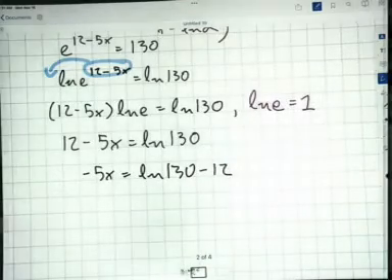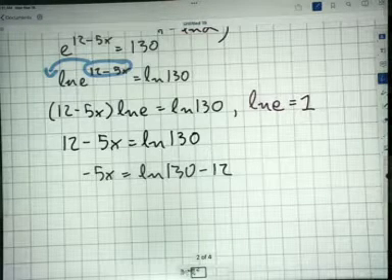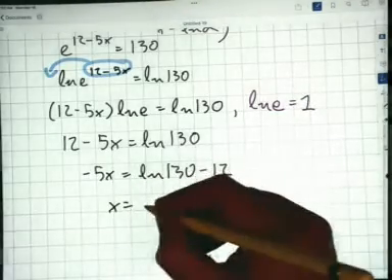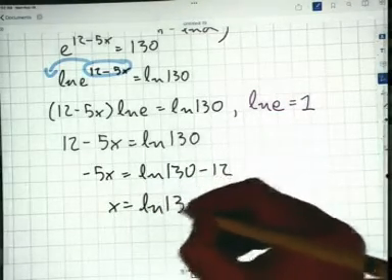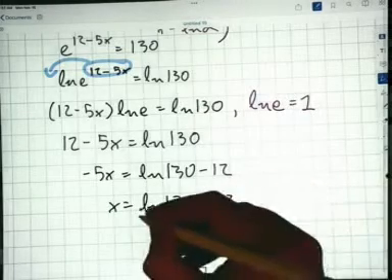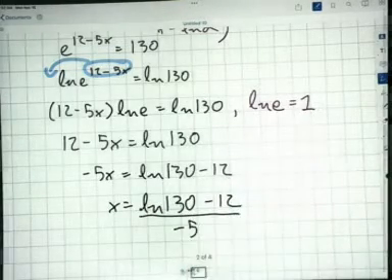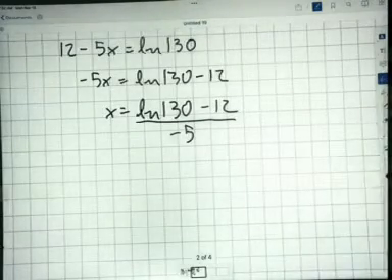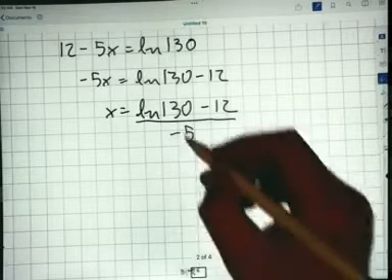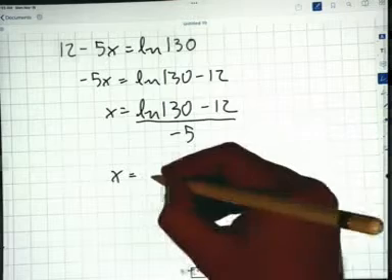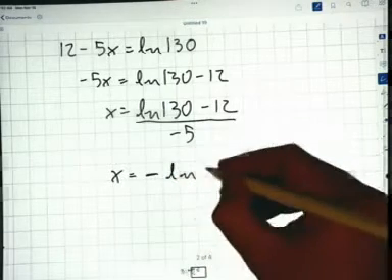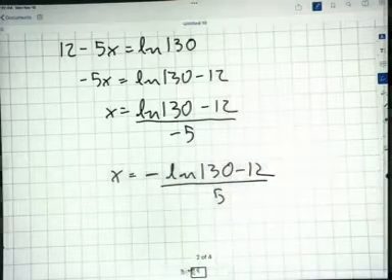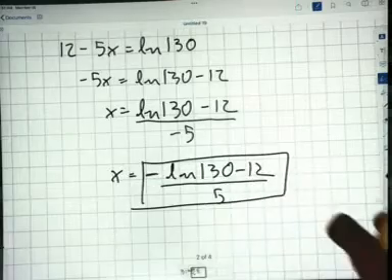And then I would divide both sides by negative 5, and we get x is equal to the natural log of 130 minus 12 divided by negative 5. I typically don't like negatives down here in my denominator, so I might write this as the opposite of natural log of 130 minus 12 over 5. So I would accept that answer.